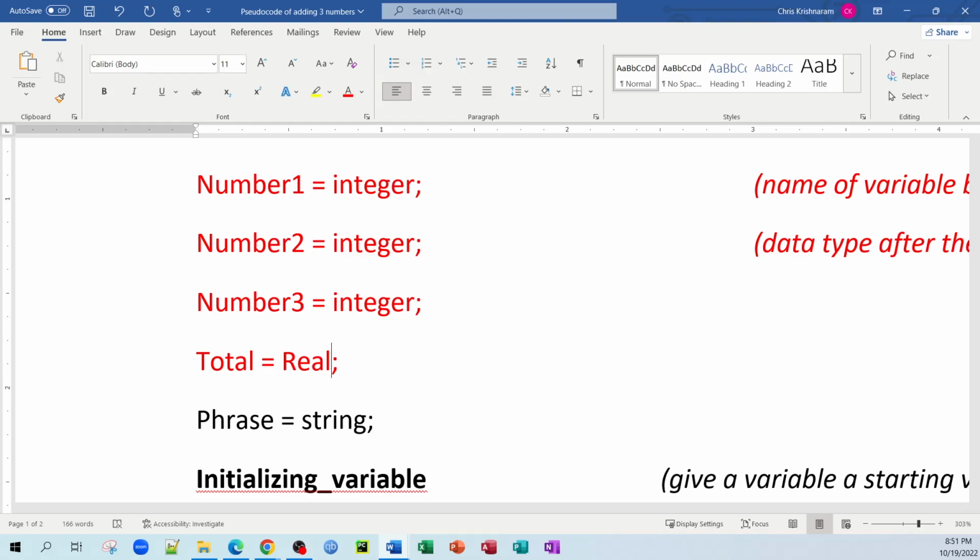Good. So the whole number can be stored in the decimal. Now, if I interchange it, if I say this is an integer and this one here becomes a real, so I just change one of them, will I get an error?